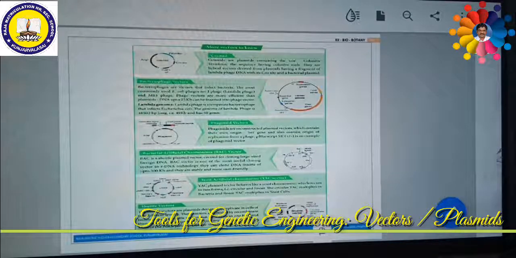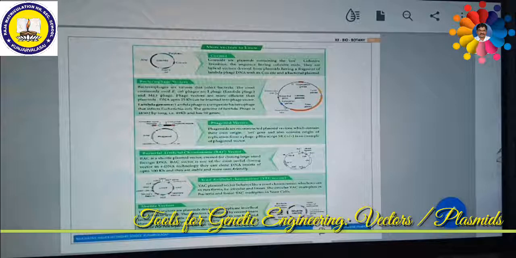Next one is called bacteriophage. This is called a bacteriophage vector. A bacteriophage is a virus which can infect bacteria. So the vector, this gene or the plasmid, if it is obtained from a bacteriophage, is called a bacteriophage vector. The most commonly used E. coli phages are lambda phages or M13 phages. These can take 25 kb inserted into the phage vector. So that is why these are commonly used.